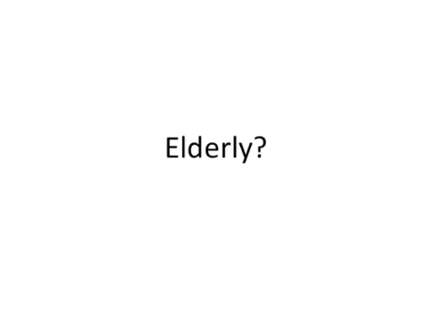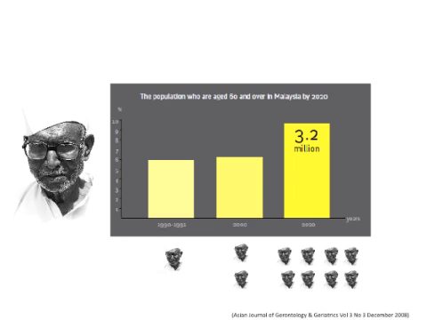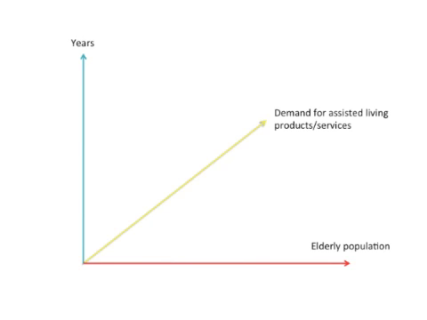So I'm going to start off with the definition of the elderly. Who is the elderly? It's a group of people who are aged 60 and above, as defined by the World Health Organization, and it is predicted to increase by the year 2020 to 3.2 million in my own country, Malaysia. And as the years go by, the elderly population also increases, and it is forecasted that the demand for assisted living products and services will increase as well.